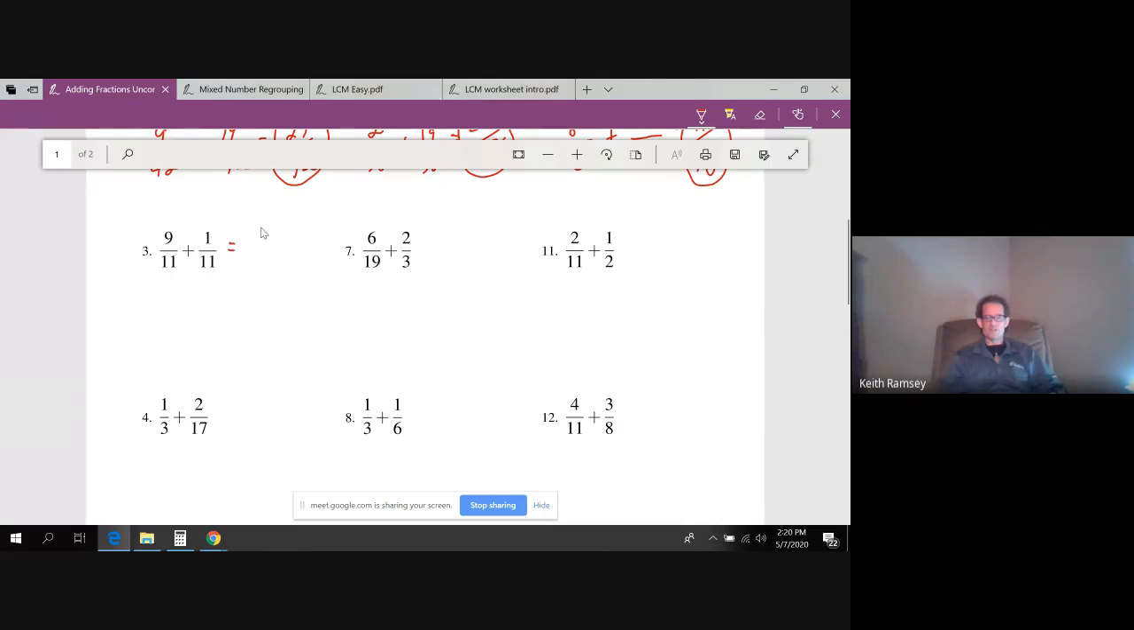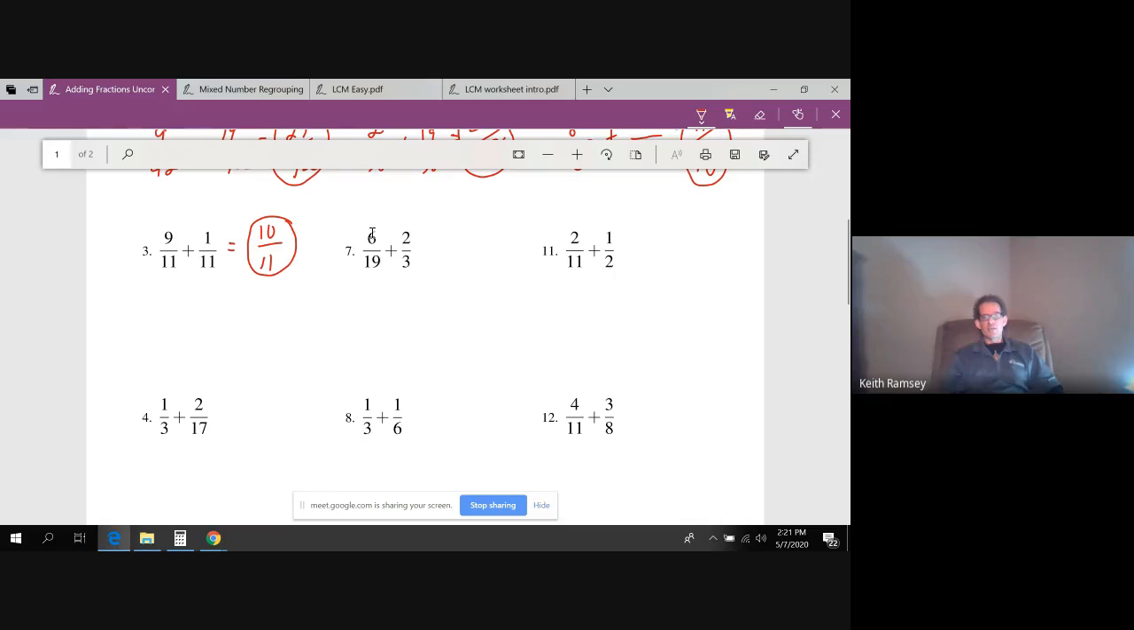9 plus 1 is 10. Bottom stays 11. Now 10 is not prime, okay? But the factors of 10 are not factors of 11. My factors of 10 are 1, 2, 5, and 10. The only common factor of 10 and 11 is 1. So if the only number that'll divide both is 1, then you know it's reduced. If 1 is your only common factor.